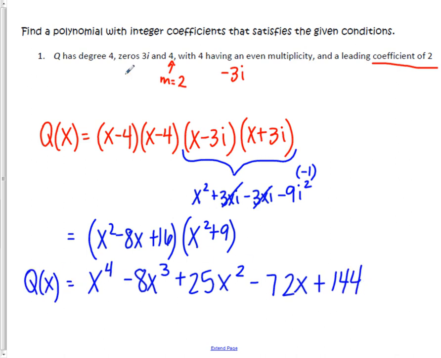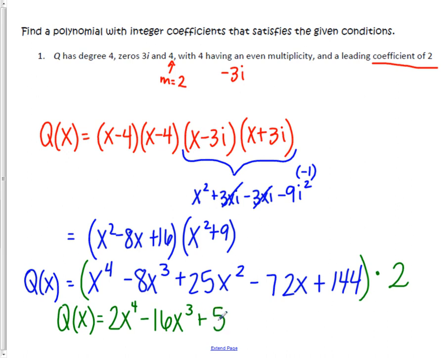We know that this polynomial has all the zeros that were required of us. So the last part is we need a leading coefficient of 2, and clearly we do not have that. So the only way to get a leading coefficient of 2 without changing all of these zeros is by taking the entire polynomial and multiplying it by 2. You can't just write 2 in the front, that's going to change your zeros. So our final answer for q of x when we distribute the 2 is 2x to the 4th minus 16x cubed plus 50x squared minus 144x plus 288.